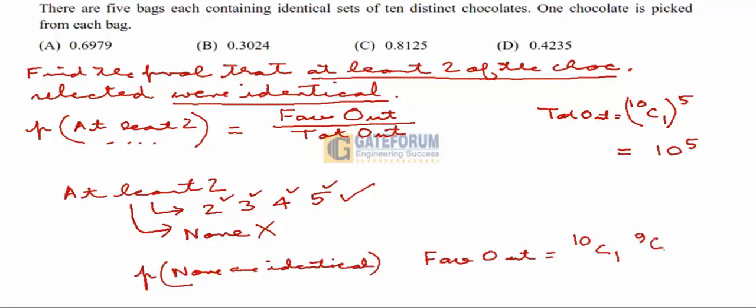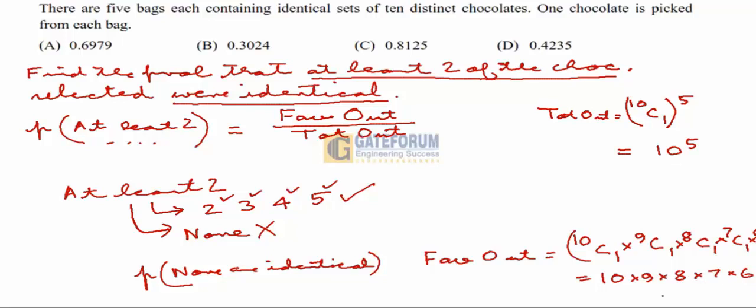So that would be 9C1. From the third bag, I do not select any one of these 2 already selected. I select my chocolate from the other 8 present. So that would be 8C1. From the fourth bag, 7C1. And from the fifth bag, it would be 6C1. And obviously, since I'm doing them all together, rule of multiplication. So this would be the favorable outcome for none are identical, and the result is 10 into 9 into 8 into 7 into 6. So see, 7 into 6, that's 42.